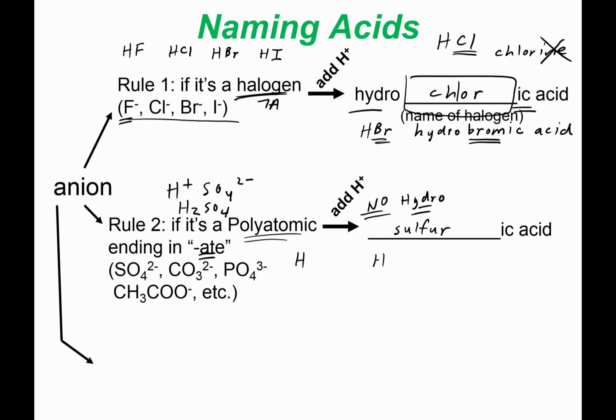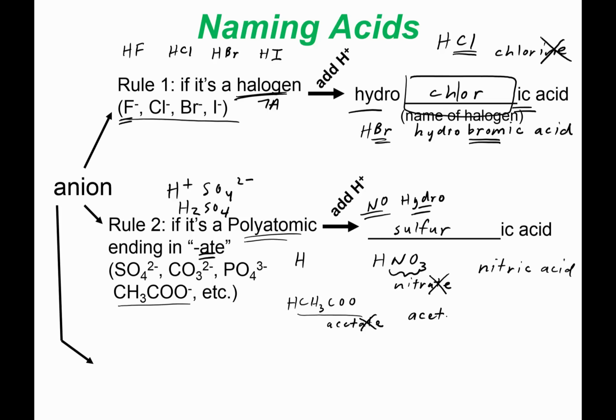acid. Another example, if you had HNO3, this ion is nitrate. So we drop the ate and we add ic. So HNO3 would be called nitric acid. Okay, and I'll do one more using this one. So if you have, for example, HCH3COO, this ion is acetate. So drop the ate and add ic. So this would be called acetic acid.